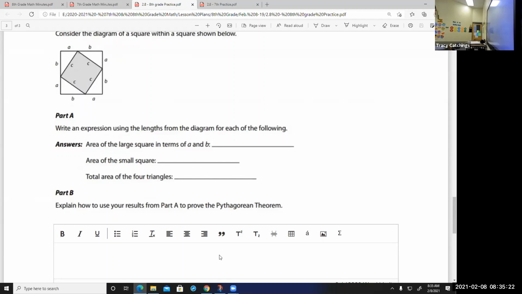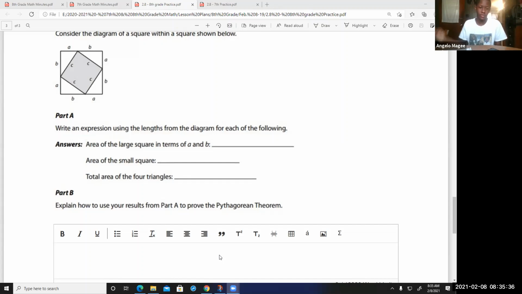All right, somebody read it to us. Consider the diagram of a square within a square shown below. Write an expression using the lengths from the diagram for each of the following. All right, the first one says the area of the large square in terms of A and B. How do we find the area of that large square?